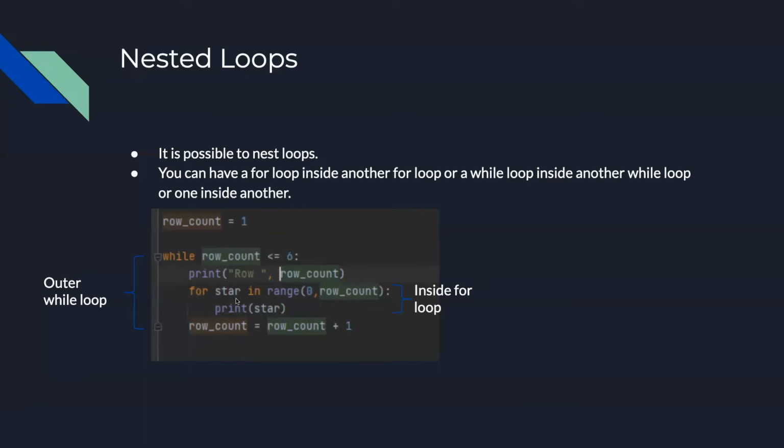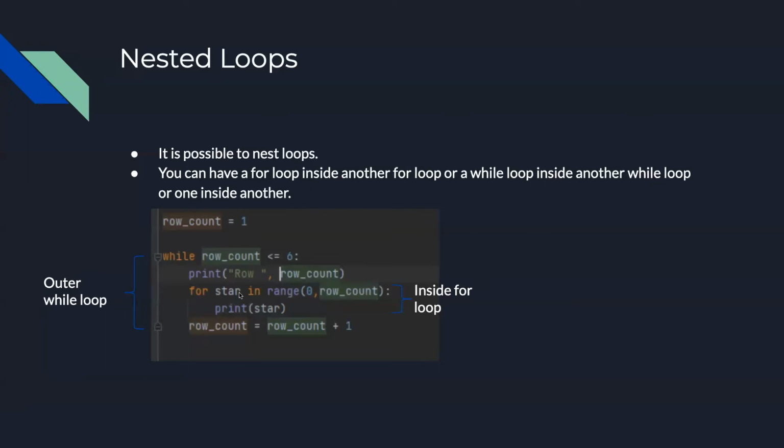And then we do for star in range 0 row count. So this is our first use of the range function. The arguments to range are a value to start at, and then a value to go up to, exclusive. We'll talk more about that in a bit.